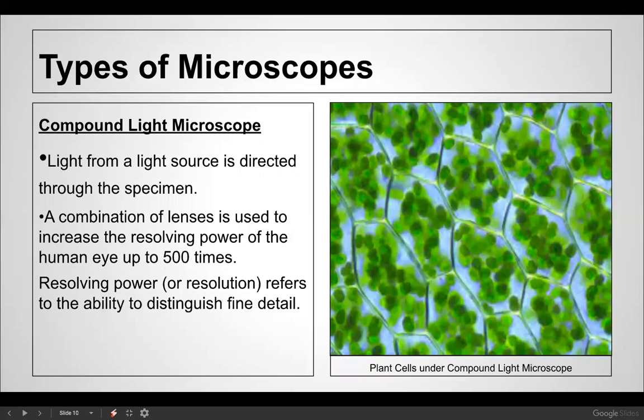Okay, here's a picture of a plant cell called Elodea, and there's a little chloroplast, or the green little organelles inside of those cells. But the compound microscope, again, uses light to help illuminate your subject, your specimen. A couple of lenses, and then we'll look at how those lenses help magnify here in determining magnification.